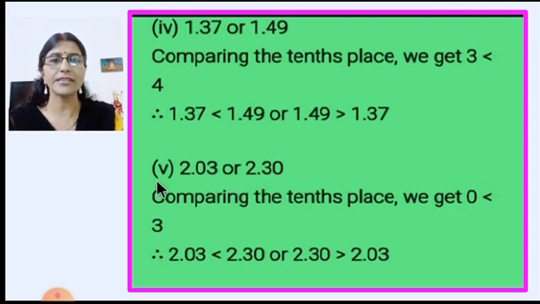Now let us see the next question. Fifth one, 2.03 or 2.30. Same way, we are going to see the whole number part of the decimal fraction first. Here it is 2, here also it is 2. So it is the same. Now we will go to the 10th place. Comparing the 10th place, what did we get? 0 here, 3 here. So 0 is less than 3. From this we can conclude that 2.03 is less than 2.30. Or you can write 2.30 is greater than 2.03.